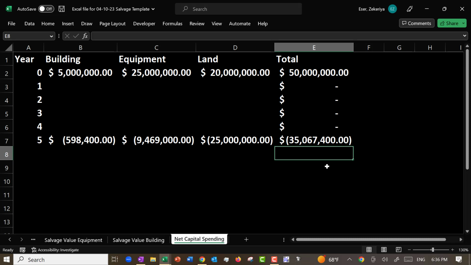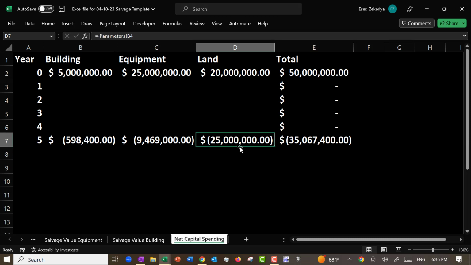Remember, this land, there is no tax issue on that land because I got it from the firm. I returned it back to the firm. IRS didn't get involved. But both building and equipment, I paid money to put them in place. I depreciated them over the years, and I got salvage, so IRS got involved. Okay, net capital spending is done.